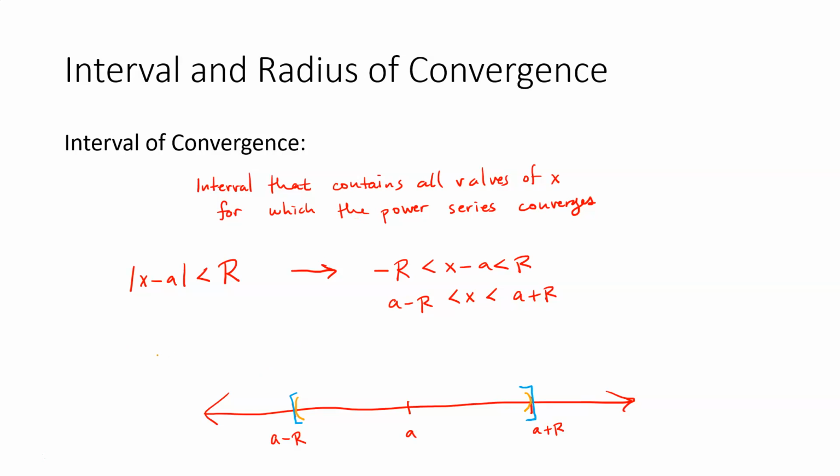Okay, so you could have variation of different possibilities. You could have closed at both ends, closed at one end, open at the other, or open at both ends. So remember, we have to test those endpoints in order to determine whether or not they're included in the interval of convergence.